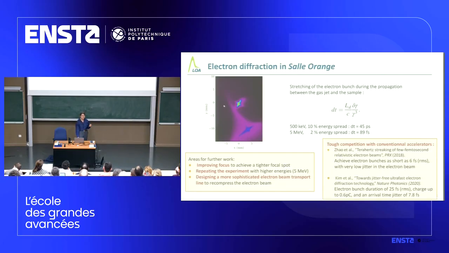Also, the focus you see here still has some aberrations that have to be worked on. And in comparison, conventional accelerators also made some progress during all this time, and now they are able to reach electron beams with duration as short as 6 femtoseconds RMS, and even using some radio frequency techniques, they have electron bunches with duration of 25 femtoseconds RMS, but with a very low shot-to-shot jitter, meaning that they can achieve a resolution of only 30 femtoseconds. So we have a lot of work if we want to catch up with them.